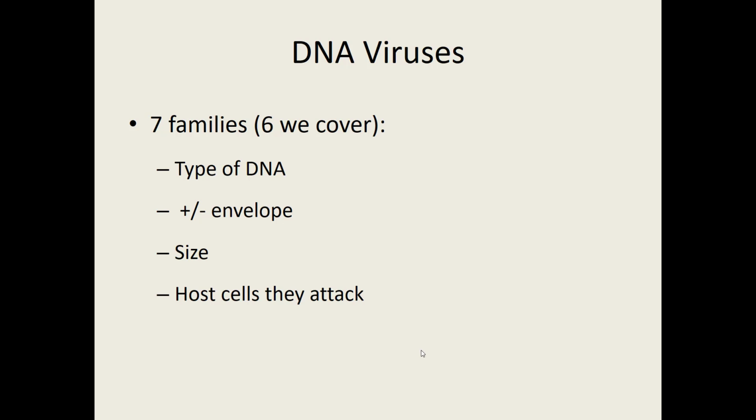6 of them we're going to cover. The one is rare enough that we're not going to discuss it. And they're organized into these 7 families based on their type of DNA, double-stranded versus single-stranded, versus sometimes they've got a little bit of both, whether they have an envelope around the virus, their size, and also by what host cells they attack in the body.